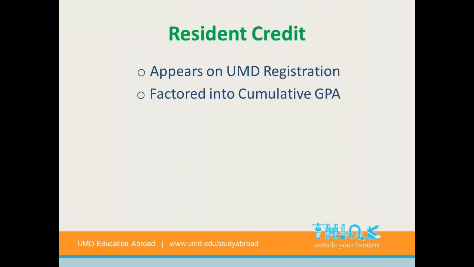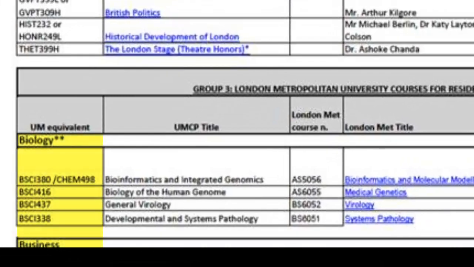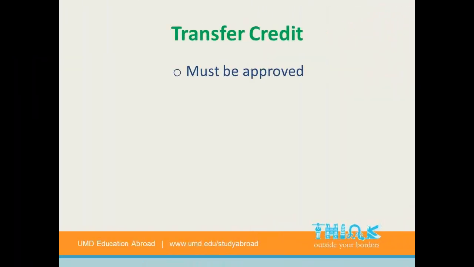Resident credit applies to courses that will show up on your University of Maryland registration and for which you will receive a grade that is factored into your cumulative GPA. Resident credit classes will appear on your University of Maryland transcript just as if you had taken those courses here in College Park. Courses that are not available for resident credit may be accepted as transfer credit as long as they have been approved by Education Abroad and your academic and college advisors.